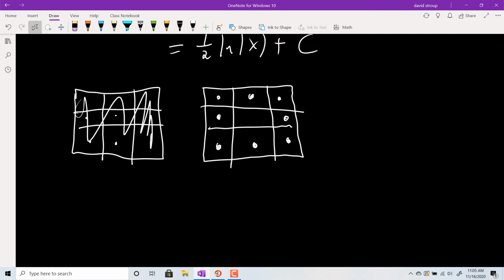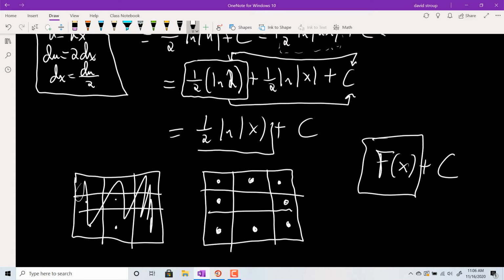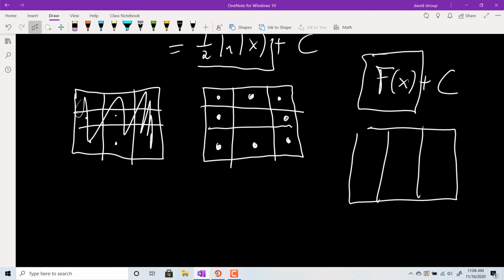So this is just a starting place, is what I want to say. The thing, big F of x plus c. This can just be any starting place in the picture. Right, so if a rook started here, it's going to end up filling the board in the same way.